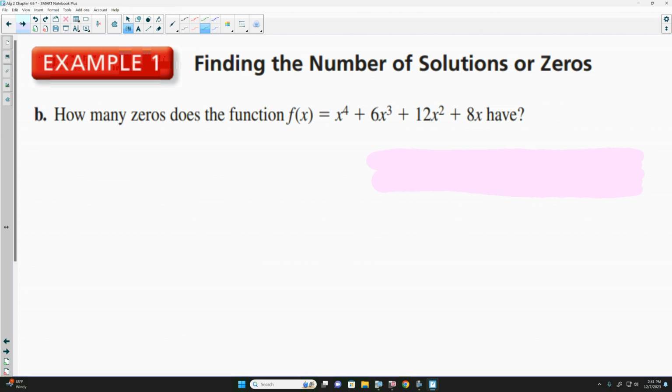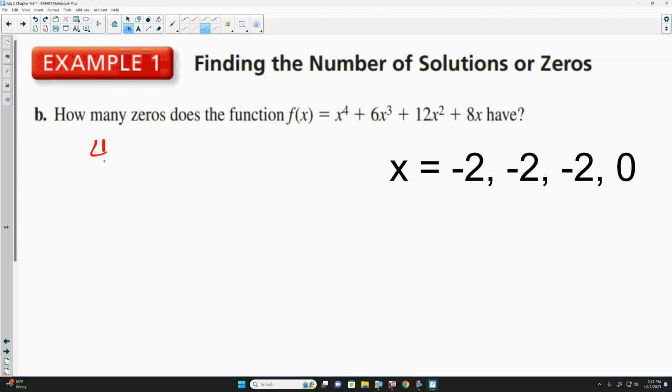How many zeros does x to the 4th plus 6x cubed plus 12x squared plus 8x have? How many solutions would this have? 4, because the degree is 4. Incidentally, those solutions are -2, -2, -2, and 0. Well, I solved it ahead of time. Also, the book says what the solutions are. Because it's asking how many zeros there are, it's just f. How many zeros? It's 4.